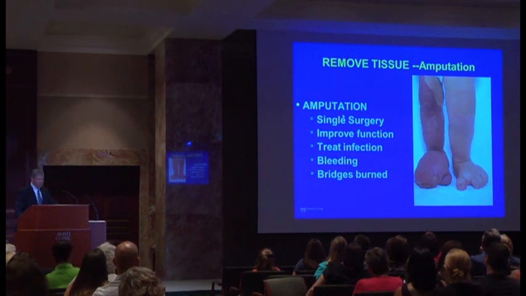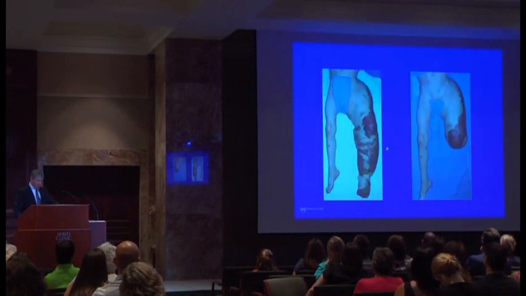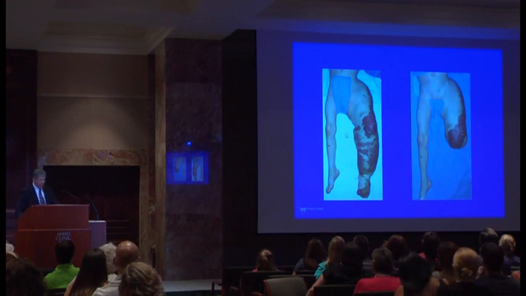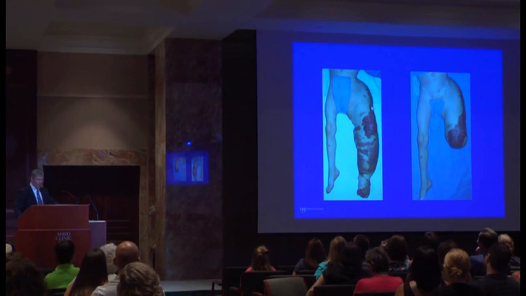Amputation can be done. It's a single surgery. It improves function. It often takes care of all those recurrent infections that occur in the part that is removed. Bleeding can be a problem. And in some cases, it's really the only choice we have. In a child like this, with a leg that is heavier than the rest of the child, where it bleeds and is essentially an anchor that has to be dragged around, sometimes the best thing we can do is remove it.